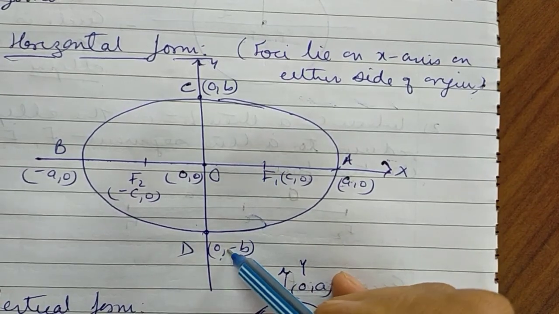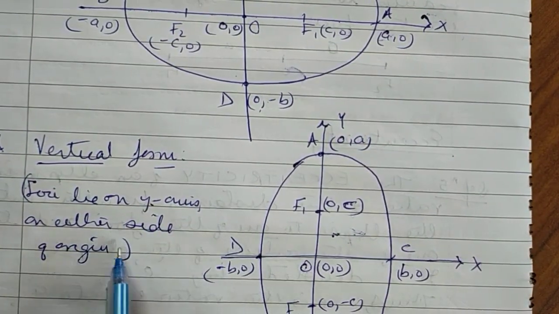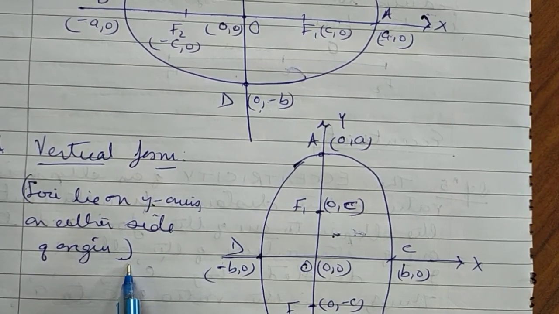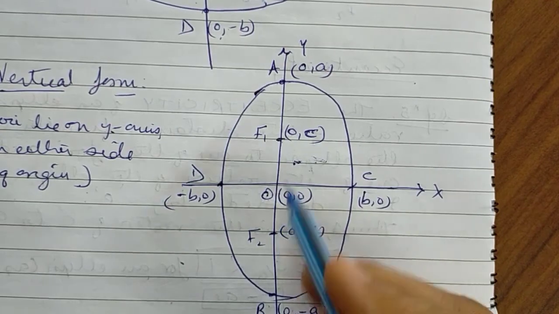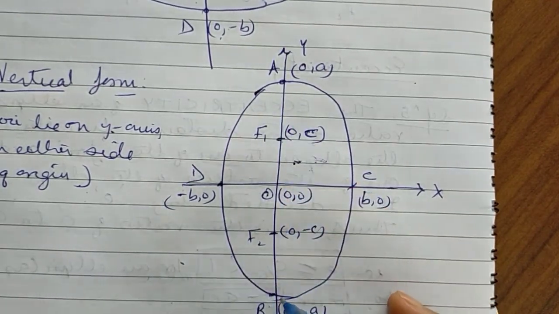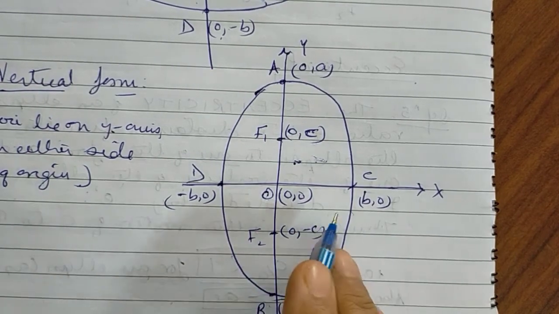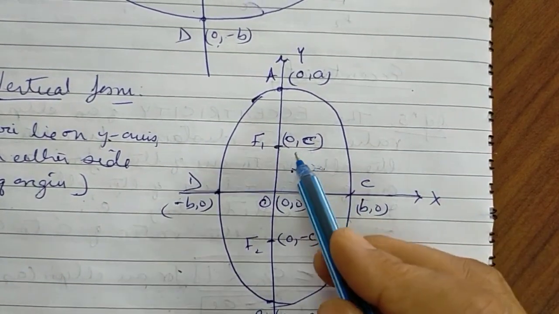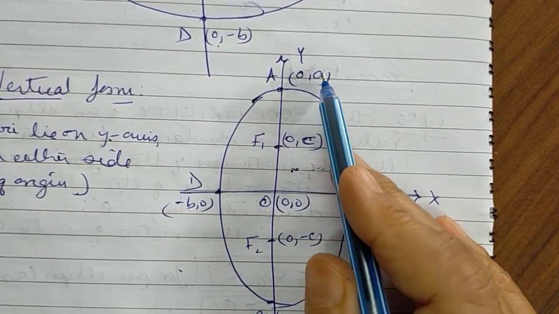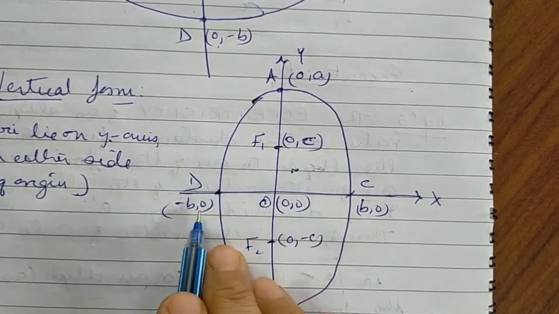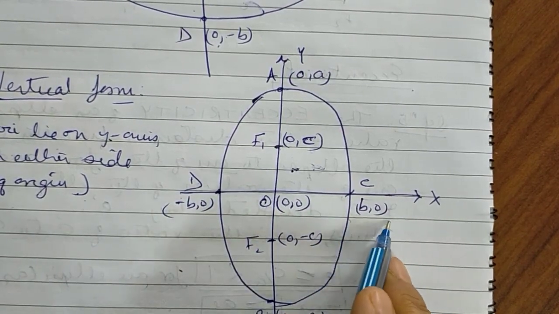Now in the vertical form, the foci lie on the y-axis on either side of the origin. And so the shape is somewhat like this, where the foci and the two vertices lie on the y-axis and the minor axis is along the x-axis. And so the coordinates of the foci are 0 comma plus minus c, that of the vertices are 0 comma plus minus a, and the endpoints of the minor axis are plus minus b comma 0.